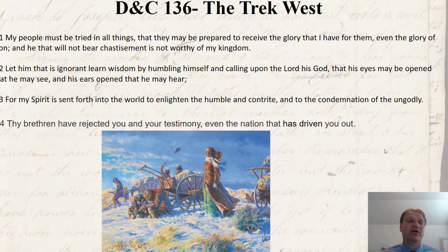Let him that is ignorant learn wisdom by humbling himself and calling upon his God, that his eyes may be open, that he may see, that his ears may be open, that he may hear. For my spirit is sent forth into the world to enlighten the humble and the contrite, and to the condemnation of the ungodly.